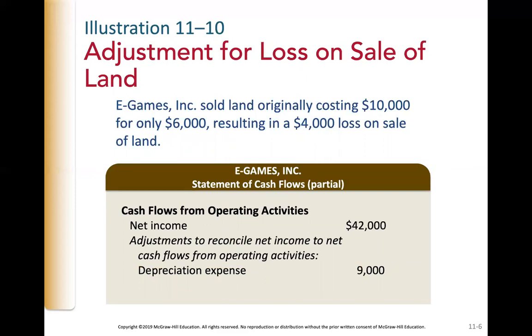Next, adjustment for non-operating items. In the additional information we were provided, it told us eGames sold land originally costing $10,000 for only $6,000, resulting in a $4,000 loss on sale of the land. The loss, like I said, is not an operating cash outflow. The actual sale of the land is an investing activity that we'll discuss later. To remove the loss, we need to add back that amount to net income. That $4,000 is not an actual cash exchange. That is just a loss from where we actually received $6,000 in cash for something that cost us $10,000.